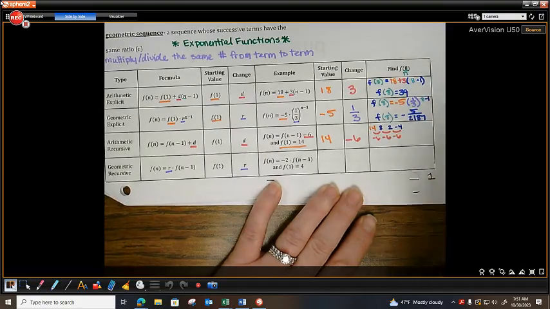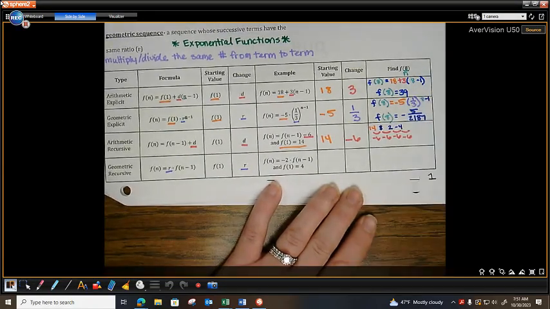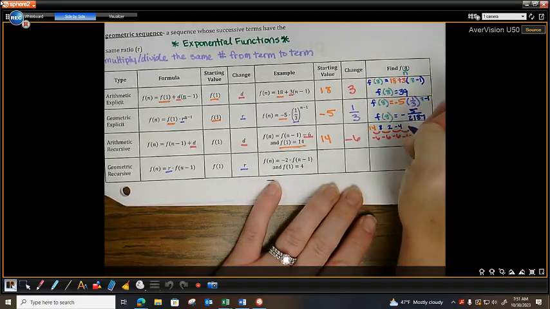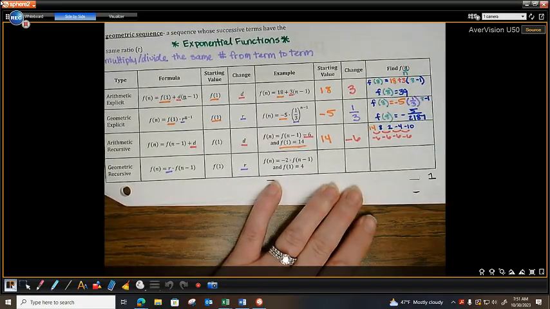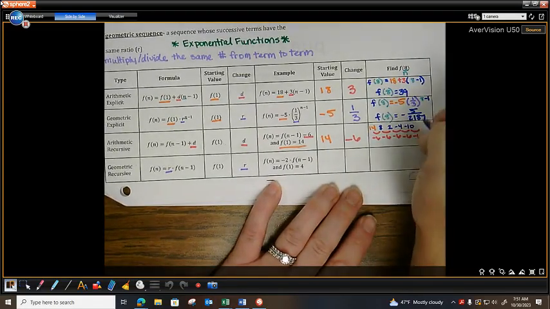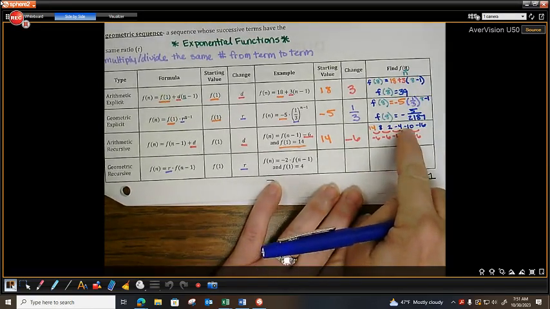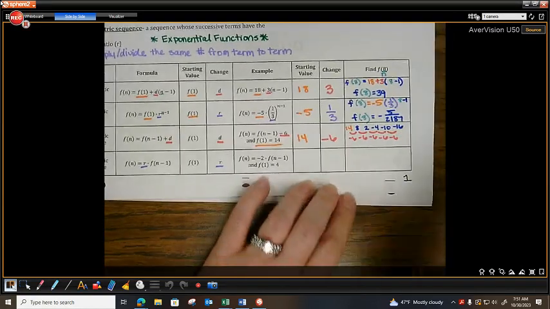Negative 4. That's only your 4th term. I need to keep going. Minus 6. And where does that put me? Negative 10. Keep going. Negative 16. So this is 1, 2, 3, 4, 5. We're at our 6th term. We need to keep going.